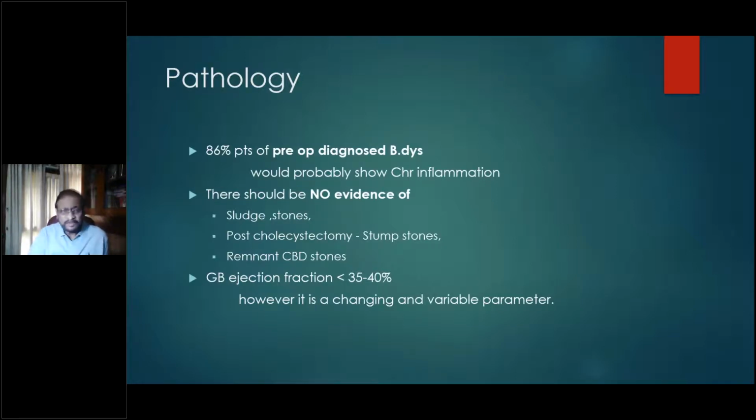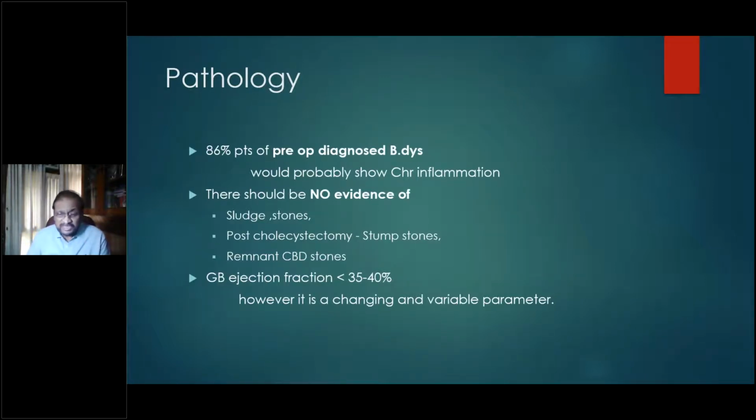Now, 86% of these patients with a pre-op diagnosis of biliary dyskinesia would probably show some kind of chronic inflammation, some degree of inflammation. That will be there. But there has to be no evidence of sludge, stones, stump stones, or a remnant of the gallbladder stones. Nothing should be present, either pre-op or post-op. And the ejection fraction of a patient with biliary dyskinesia should be somewhere in the region of less than 35 to 40%. This is a landmark, or a cutoff point, for diagnosing biliary dyskinesia.